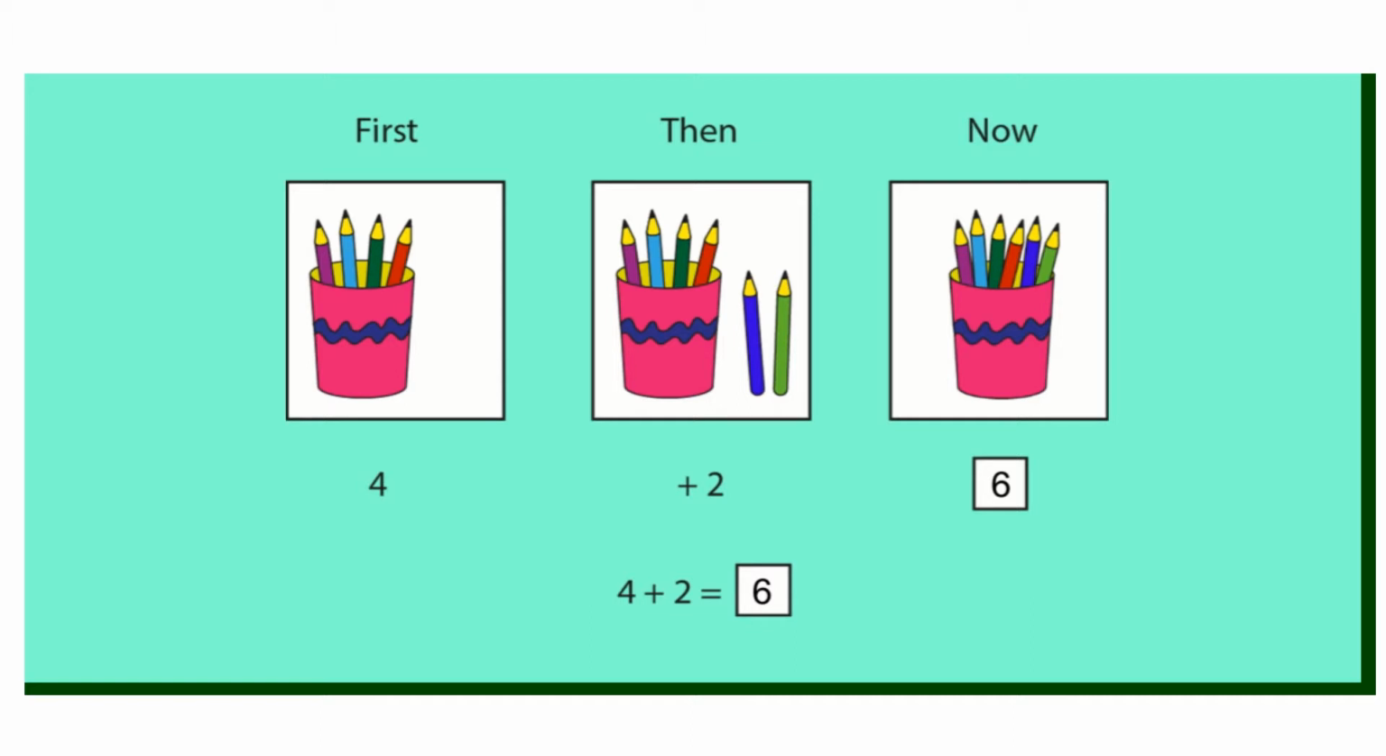So we're just going to recap a couple of things that we looked at before moving on to today's challenge. So here we have our first, then and now. First we had 4 pencils in the pot, then we added 2, now that makes 6. So that means 4 add 2 equals 6.